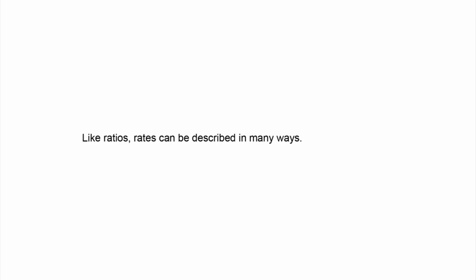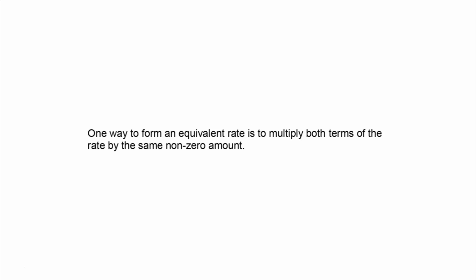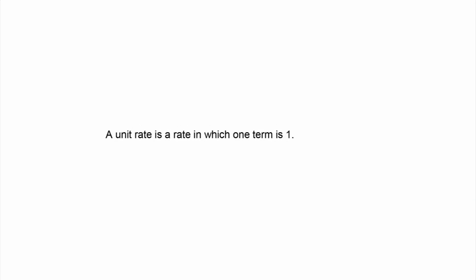Like ratios, rates can be described in many ways. For example, if a heart rate is 65 beats per minute, you could also say it's 130 beats per 2 minutes, or 3,900 beats per hour, and so on. These are equivalent rates. One way to form an equivalent rate is to multiply both terms of the rate by the same non-zero amount. For example, to write an equivalent rate for a walking pace of 9 kilometers per 2 hours, if we multiply both the top and the bottom by 2, gives us 18 kilometers in 4 hours. A unit rate is a rate in which one term is 1.